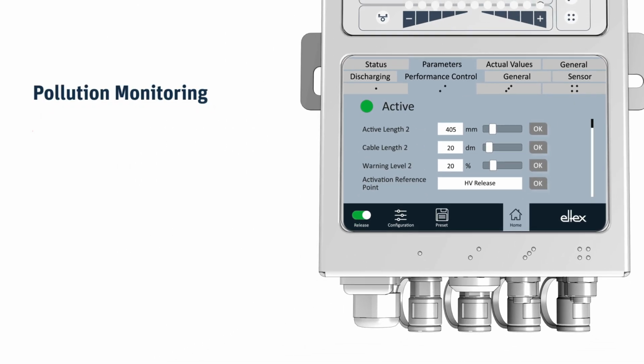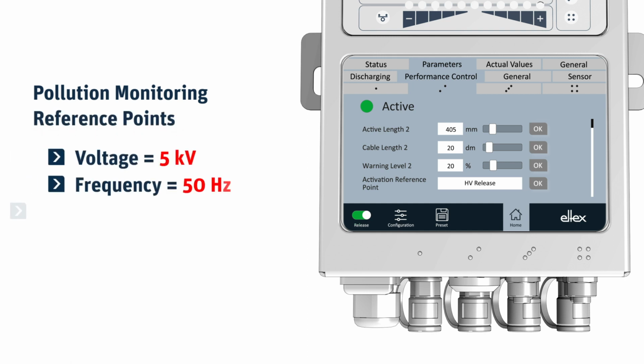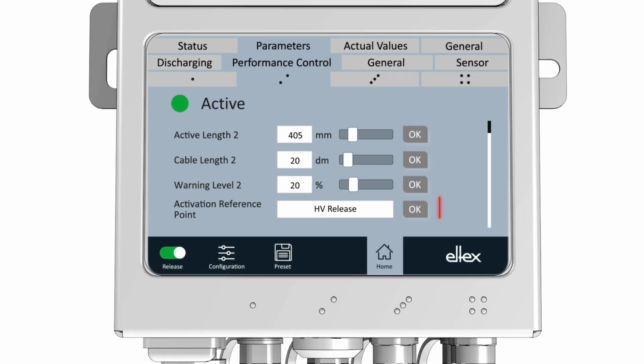Pollution monitoring is always carried out at a reference point of 5 kV, 50 Hz and ion balance 0. You can configure the monitoring cycle individually. Open the Activation Reference Point window.